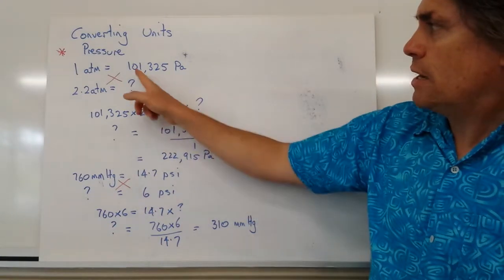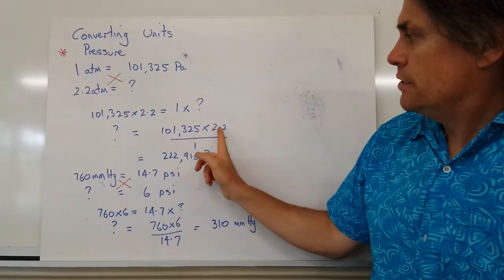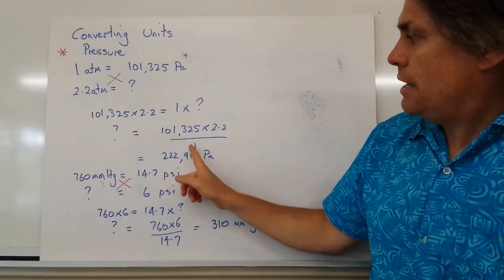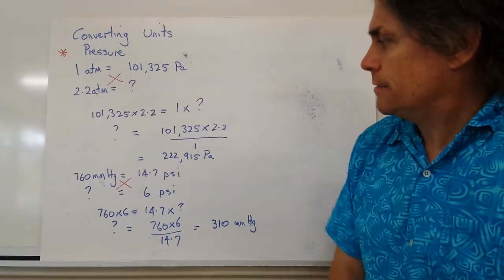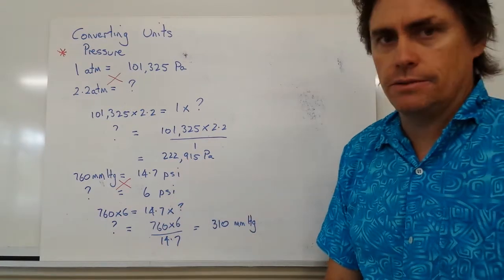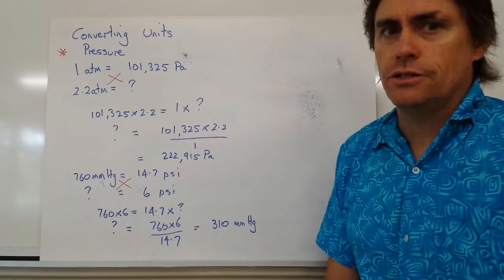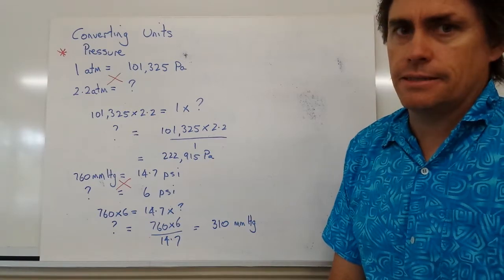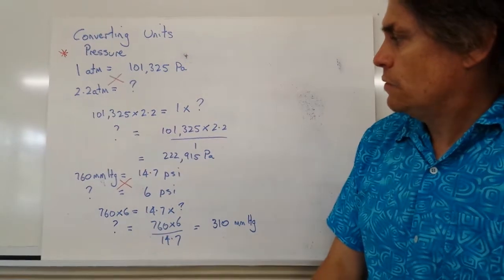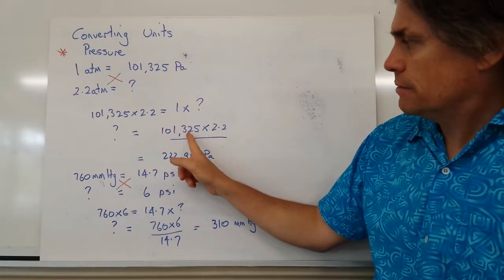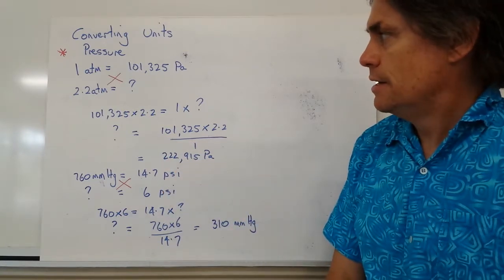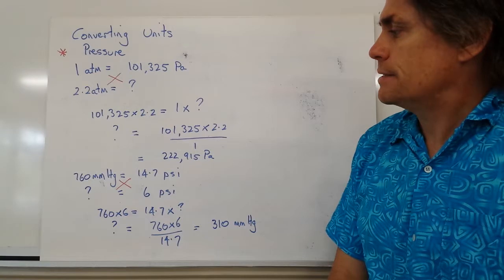So in this case, we've got 101,325 times our 2.2, because that part is cross-multiplied, divided by our 1 from this part here. So in this case, we get an answer of 202,915 pascals. Whenever we do a calculation, we should always ask, does it make sense? Well, we're going from 1 atmosphere to just over 2 atmospheres. So if we look at our answer, we're going from close to 101,000 to 220,000 or thereabouts. So yes, our answer does make sense.